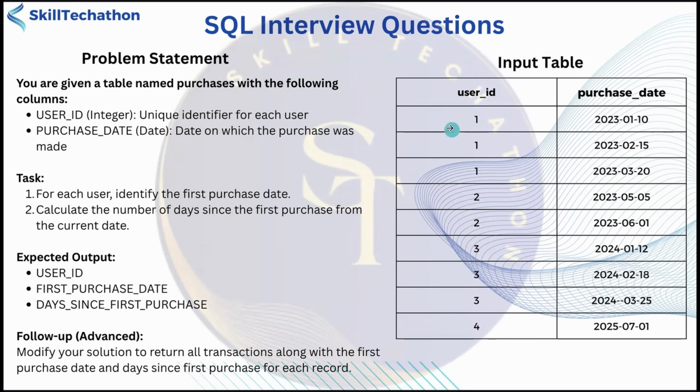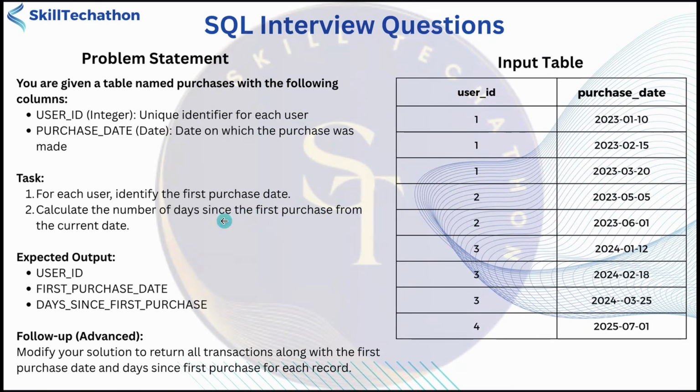If we see in the table, for user ID 1, we have 3 purchases. For user ID 2, we have 2 purchases. For 3, we have 3 purchases. And 4, we have a single purchase. Now, our task, it's very simple, but very important.